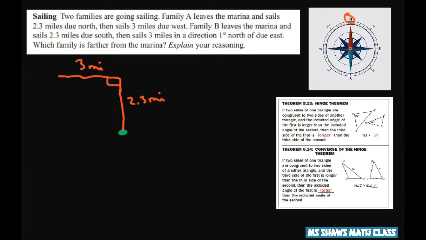All right, the second, family B, leaves the marina here and sails 2.3 miles due south. So it's going down here. So it's going to be like that. That's 2.3 miles. Then sails 3 miles in a direction north of due east. So I'm going to put the 2.3 over here. So you're turning 1 degree north of due east. And that's going to be 3 miles as well.